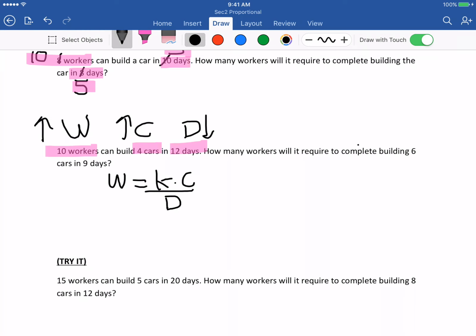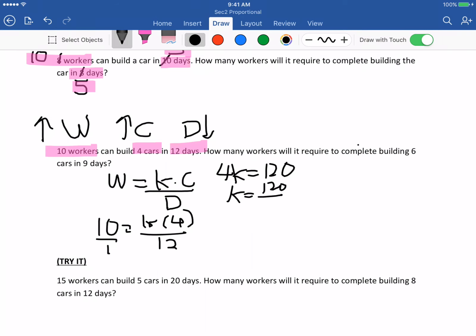Next step, you sub all the values in. Workers is 10, so write 10 equals to K. What are the cars? The cars is actually 4. Days is actually 12. Over 1, we do cross multiply. We will know that 4K is actually equals to 120. So what's K? K equals 120 over 4. K equals to 30. Okay?